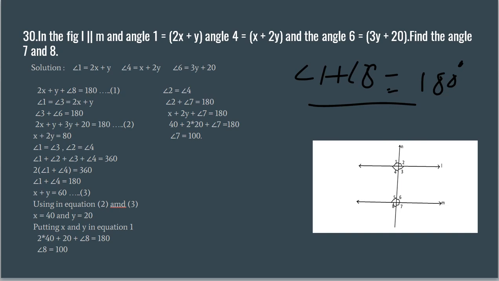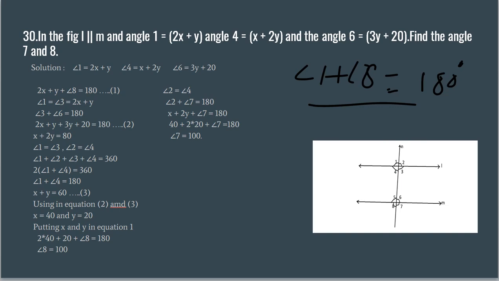Now because we have two variables, we need to obtain one more equation. So what we can do, we have angle 1 equals angle 3, vertically opposite. Similarly, angle 2 is equal to angle 4, vertically opposite. So for this complete angle, we get angle 1 plus angle 2 plus angle 3 plus angle 4 is equal to 360 degrees. Now since angle 1 is equal to angle 3, and angle 2 is equal to angle 4, replacing them, we will get 2 into angle 1 plus angle 4 is equal to 360 degrees.